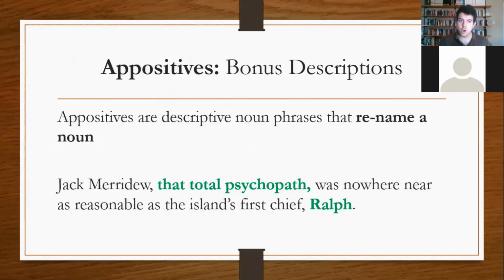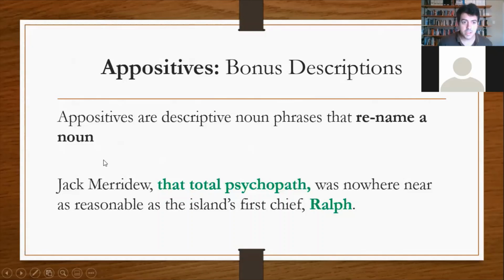And here's the key part. It's a description that renames the noun. So the main noun and the description are synonymous. They're interchangeable. Okay, it's extra information, a bonus description. So it's not necessary for understanding the sentence. Okay, so let's look at an example so we understand.